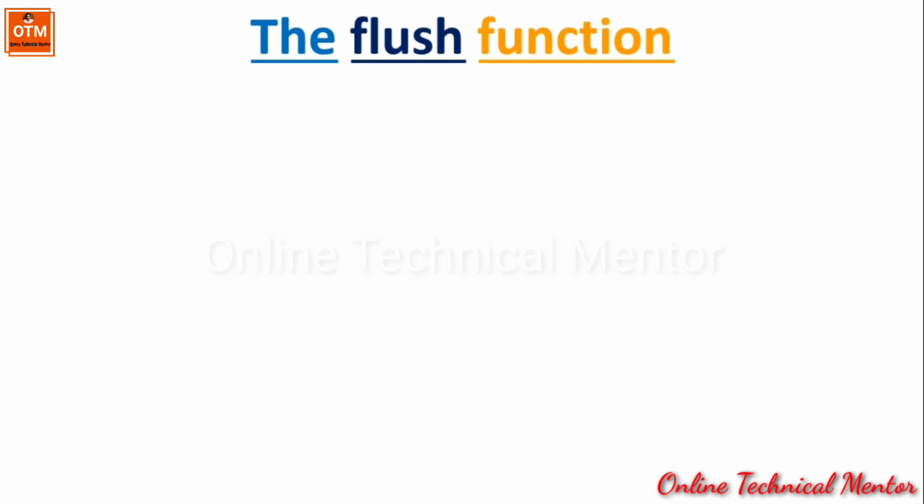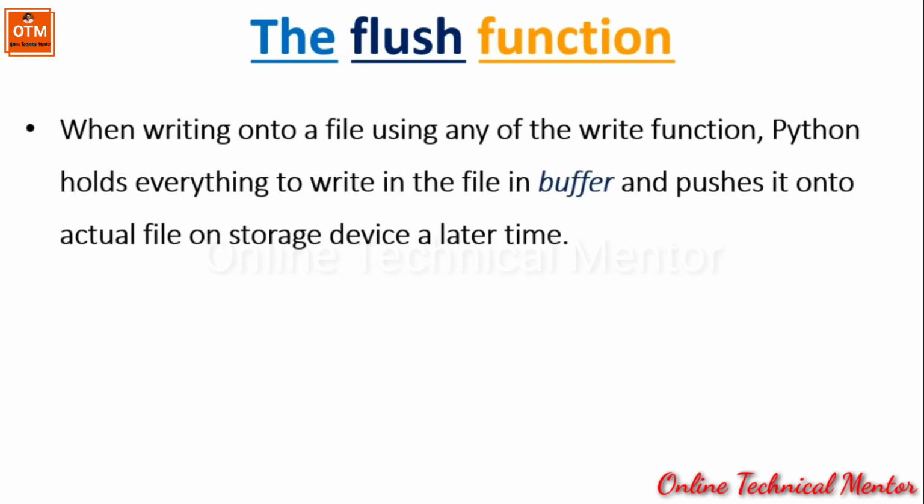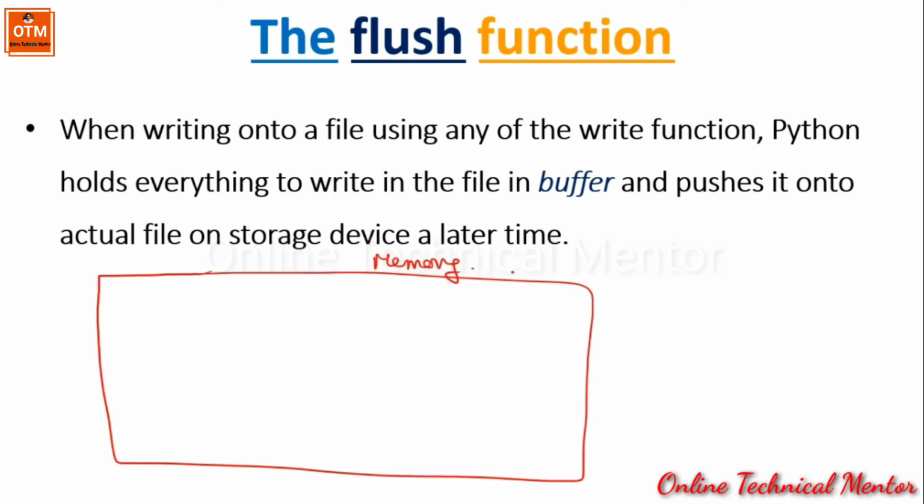Next, the flush function. When writing onto a file using any of the write functions, Python holds everything to write in the file in a buffer and pushes it onto the actual file on the storage device at a later time. Let me explain this point by showing you a diagram. Suppose this is the memory of the computer, and consider this file demo is our program file, and the program file contains some file handling code.